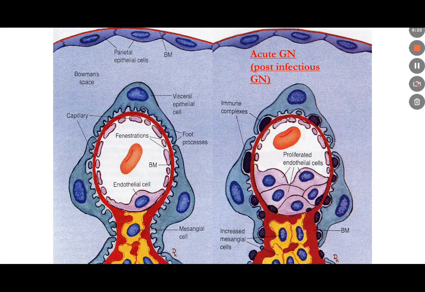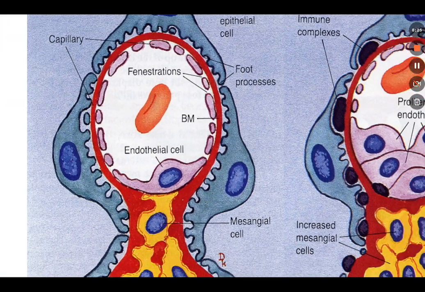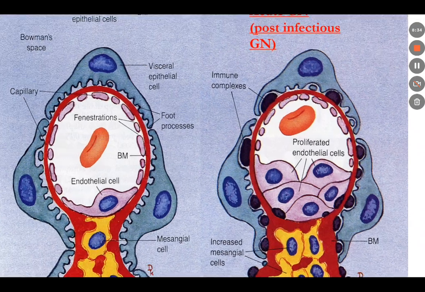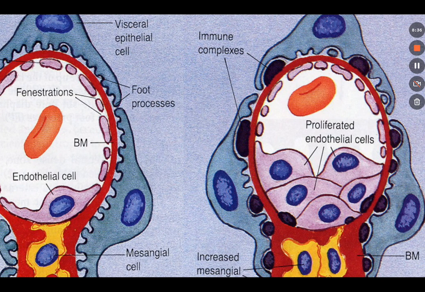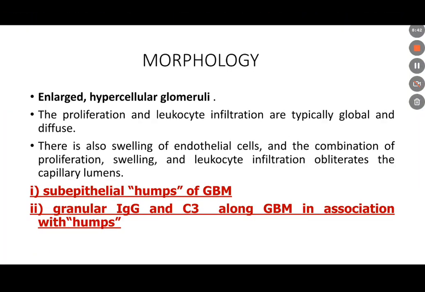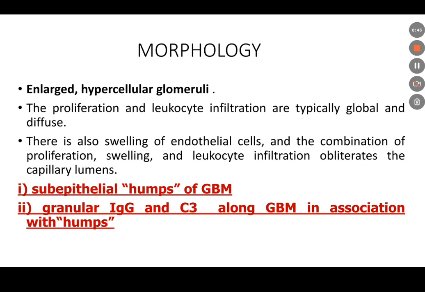So on the left side is your normal glomerular basement membrane, and then here you have your acute post-infectious membrane, and the immune complexes are deposited over here. If you see, these are immune complexes deposited. So these are subepithelial. Okay, enlarged hypercellular glomeruli. There is proliferation of the glomeruli, and there will be leukocyte infiltration, and it is typically global and diffuse.